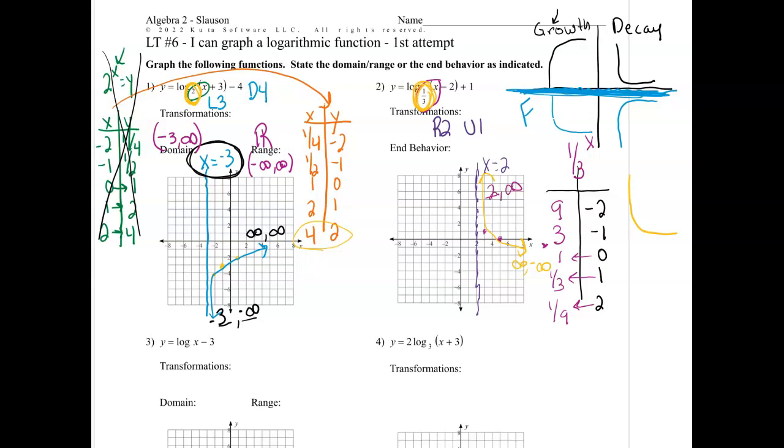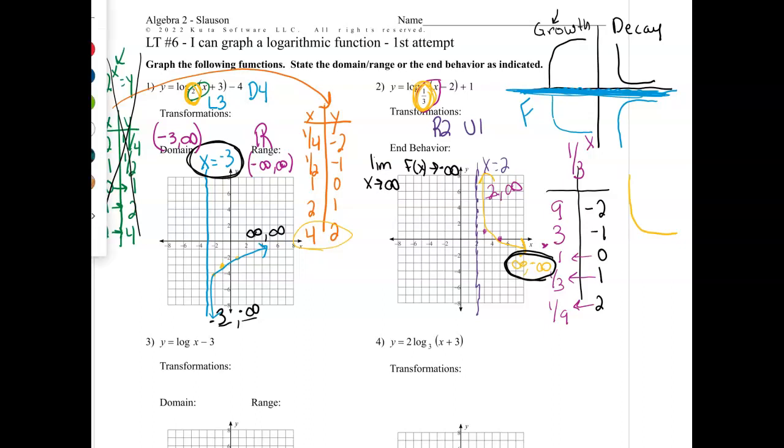So this time they want my end behaviors. So the end behaviors, there's not that much room. I'm going to squeeze one of them in here. So as normal, I write that LIM for limit notation. As x is getting bigger, I would want to know what the y's are doing, or what f of x is doing. And so I'm going to look right here because this is where I had x is infinity. And so that means the y's are going down to negative infinity.